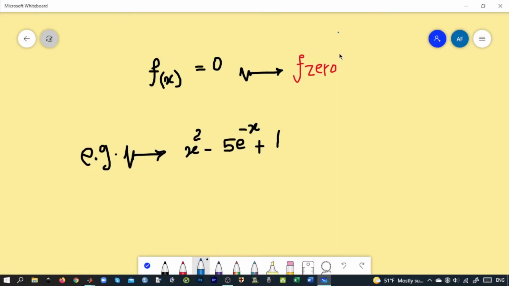Welcome back. In the previous session, we learned how to use MATLAB to find the roots of a polynomial.